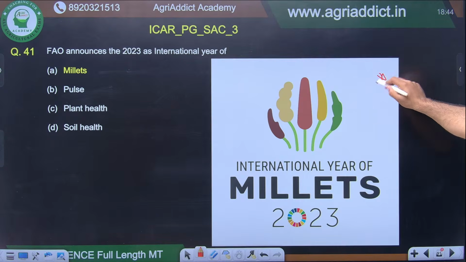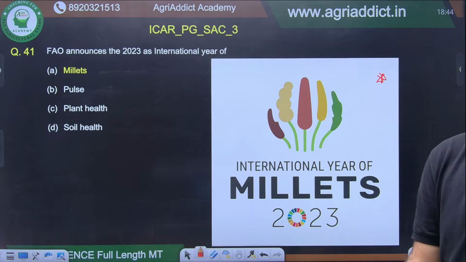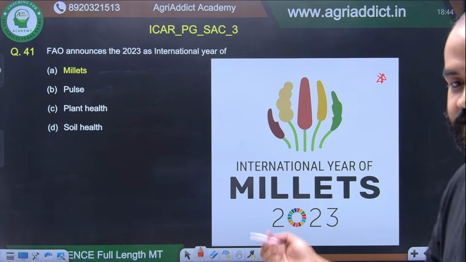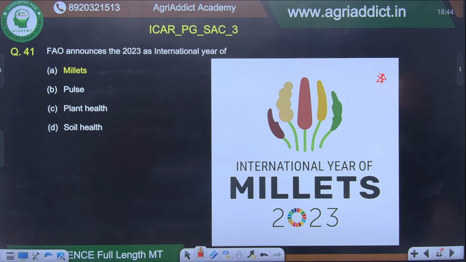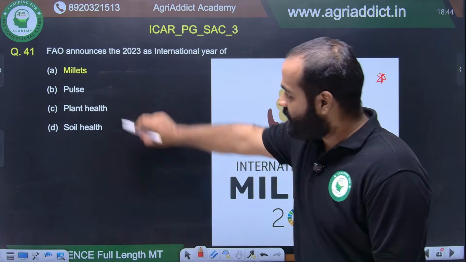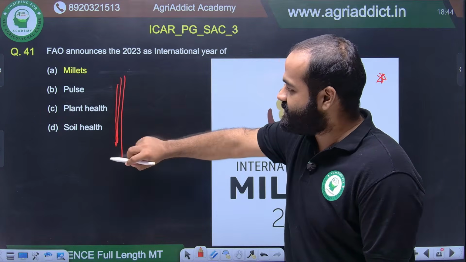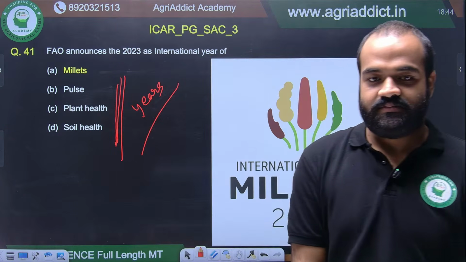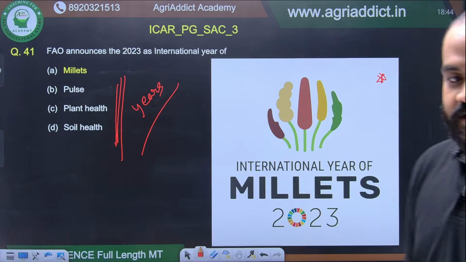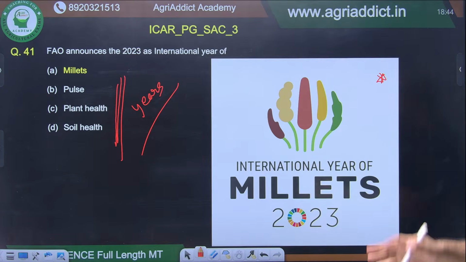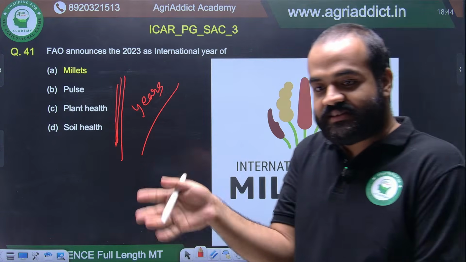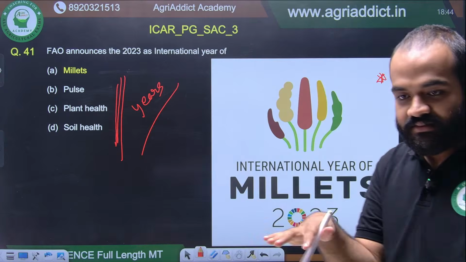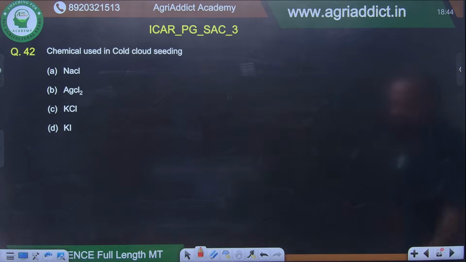This is the logo. I think you have all seen this in the ticket of IRCTC. It also appeared in IRCTC tickets: International Year of Millets 2023. Remember the years of the other three options also, and be very thorough with the current years like 25, 26, 27, okay? Be very thorough with the current years.